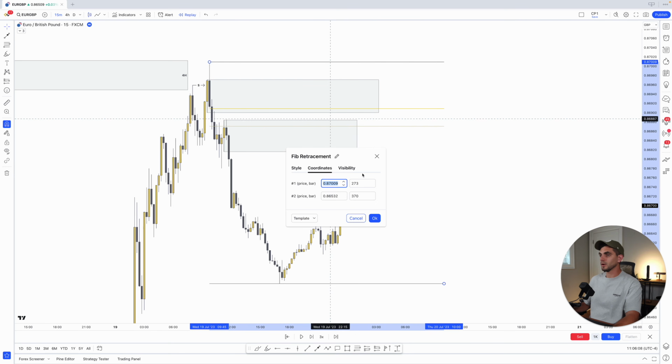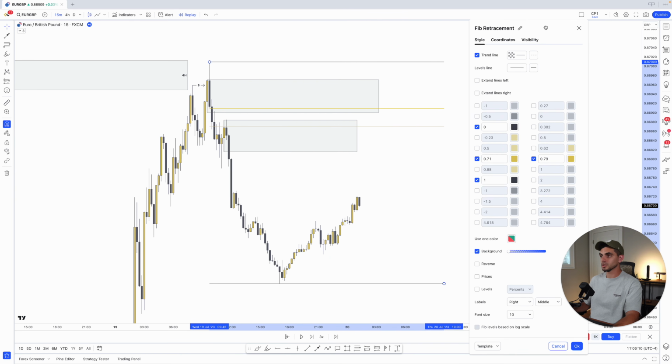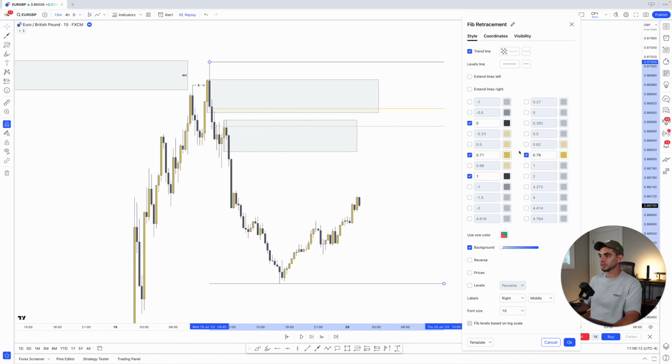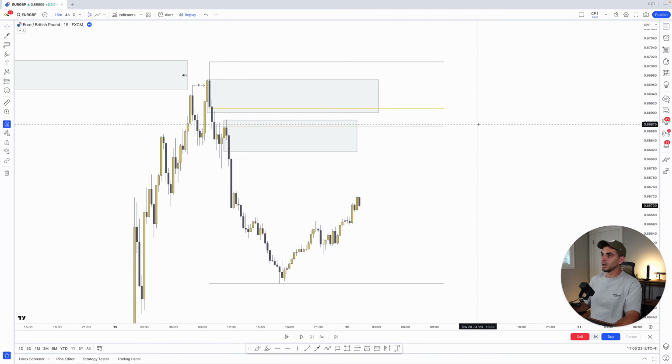And so just for reference, the numbers that I'm using in my Fibonacci tool are the 71% and the 79% retracement numbers. These are deeply discounted or premium in a short opportunity. These are deeply premium levels to be trading from. So I like to line these up with an order block or an imbalance. And again, that takes the guesswork out of it, right?